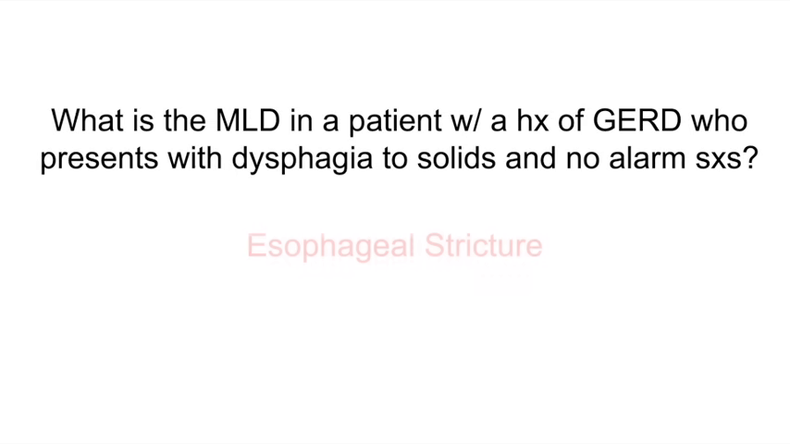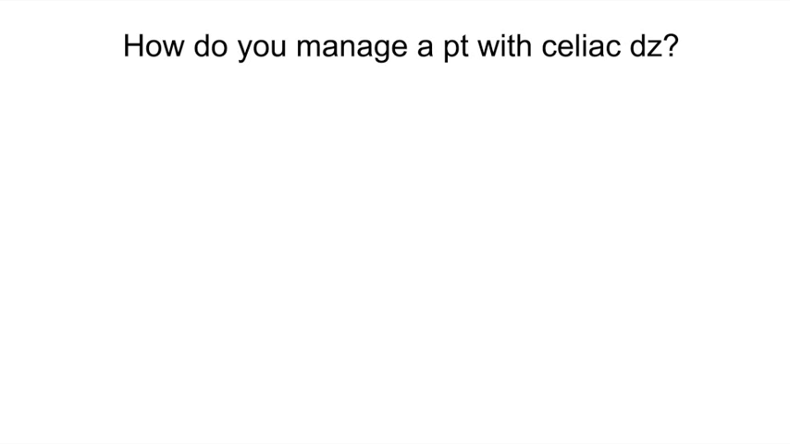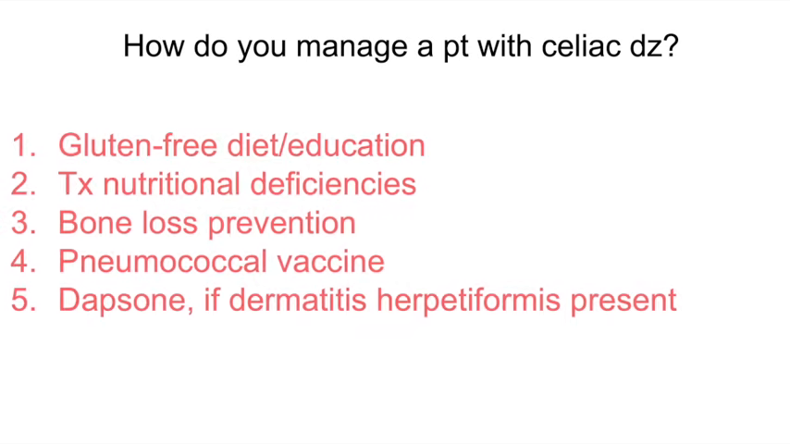Esophageal strictures. How do you manage a patient with celiac disease? A gluten-free diet, treat any nutritional deficiencies present, bone loss prevention, pneumococcal vaccine, and also give dapsone if dermatitis herpetiformis is present.